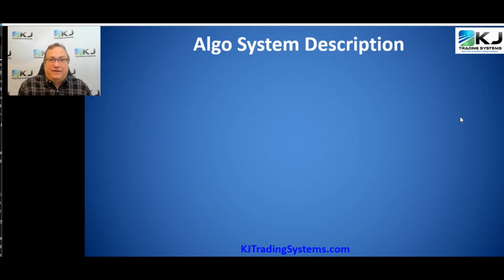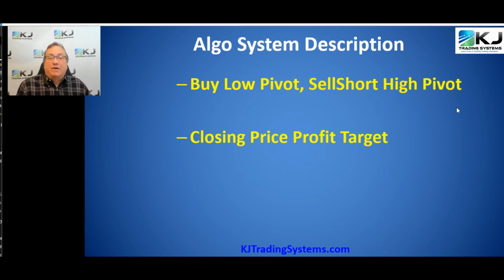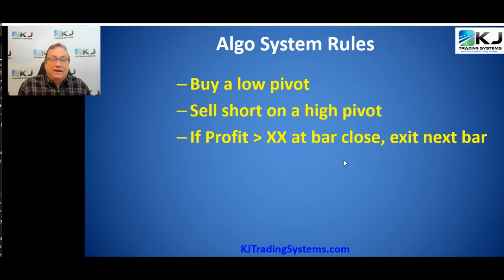Let's talk about this algo. It's just going to be based on pivot points. You're going to buy a low pivot. You're going to sell short when you hit a high pivot. It's going to have a profit target that's based on the closing price, so it's not going to use the built-in profit target words that TradeStation has. And the rules are just like the description. Buy a low pivot, sell short on a high pivot, and if the profit's above a certain amount at the close of a bar, exit the next bar.